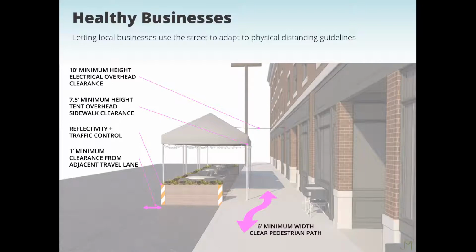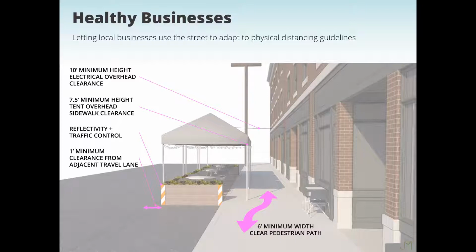A couple other really important things to note about compliance for the space. You'll notice there's reflectivity on the sides of the structure there, the orange and white striping. We do require either reflective tape or cones with reflectivity to be placed at the corners, and then a 1-foot setback from the traffic lane. So you want to make sure you have that buffer space between where your seating area starts and the travel lane. And then the tents at that 7.5 foot height is important.